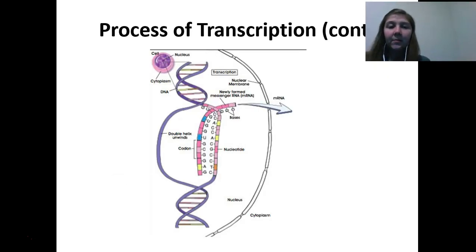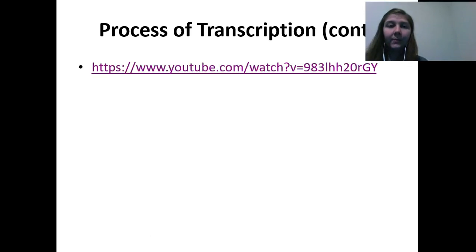So this is a basic picture of transcription. So remember, we are in the nucleus because that is where DNA is stored. The DNA is going to unravel, unzip. Those hydrogen bonds are broken. RNA nucleotides are going to be added to the DNA template strand. And then when it's done, when it has synthesized all of the RNA that it needs for that gene, that mRNA is going to leave the nucleus through the nuclear pores.